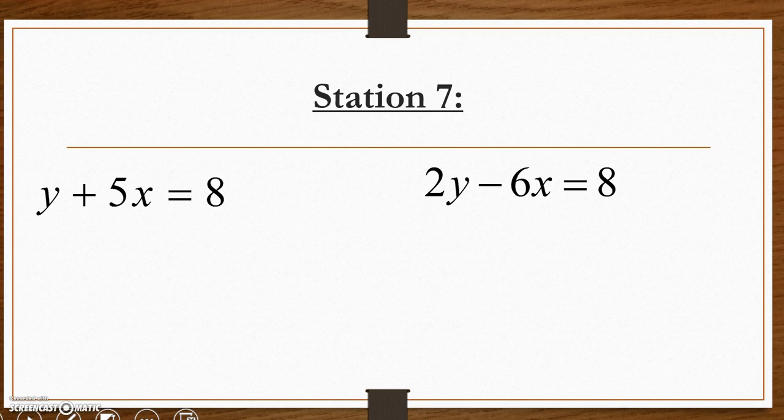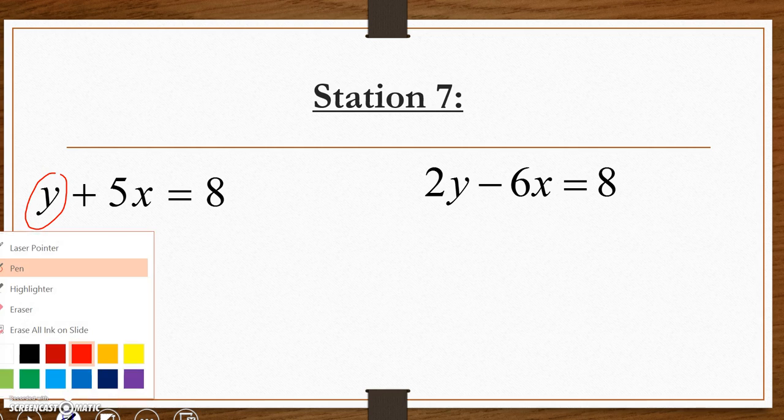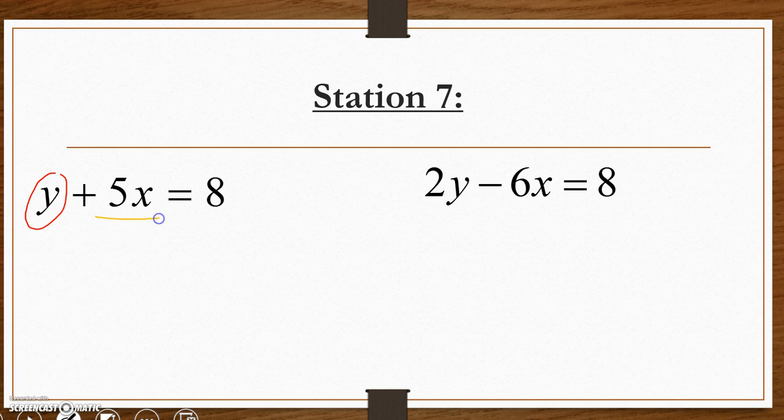Welcome to Station 7. This is about solving for y. So our main object of all of this is to get the y alone. So that y, what's in the way of getting that y alone is the 5x.